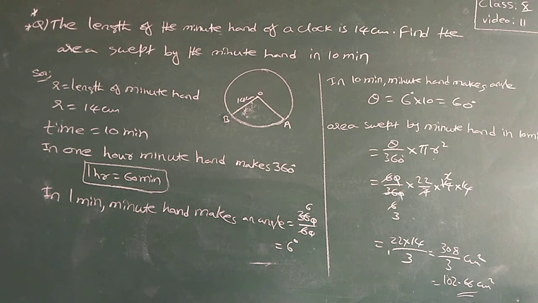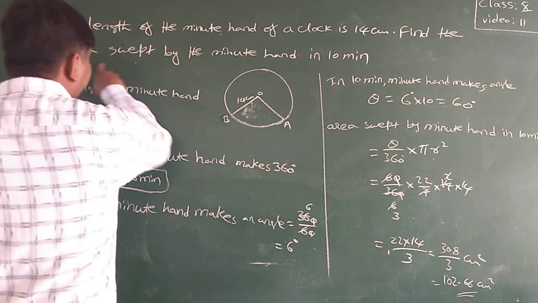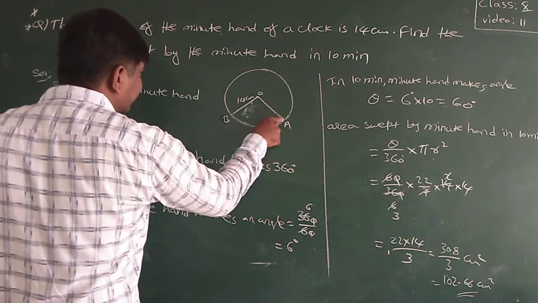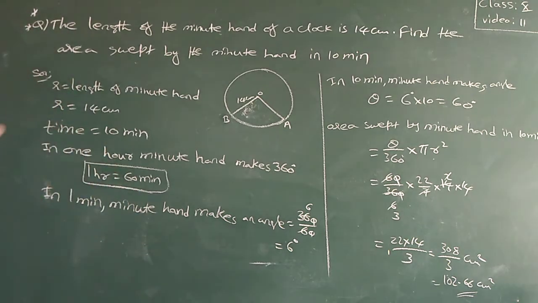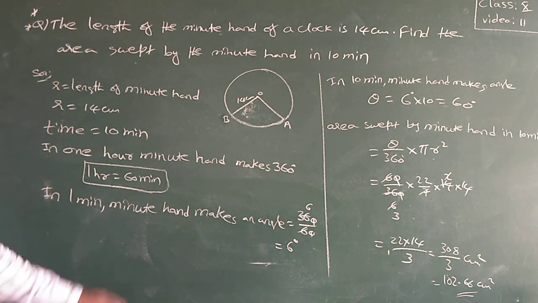It's a very, very important model question. You may get the same questions in trigonometry also. Remember, area means sector, distance means length of the arc. Okay, don't confuse it. Thank you.